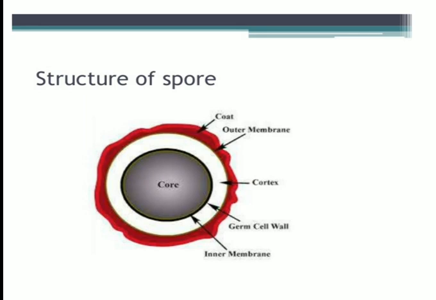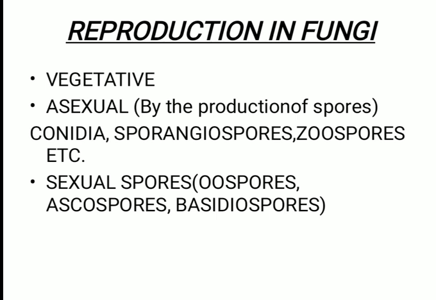Talking about the spore in the group fungi is very important, because fungi produce a variety of spores which are more a method of survival than a method of reproduction. You can see on the screen it is a thick-coated structure which consists of the outer membrane with a thick coat, then there is a cortex, then a germ cell wall and the inner membrane. Mainly the structure of the spore is like this, but there are various types of spores produced in the fungi, and all constitute the mode of sexual as well as asexual reproduction.